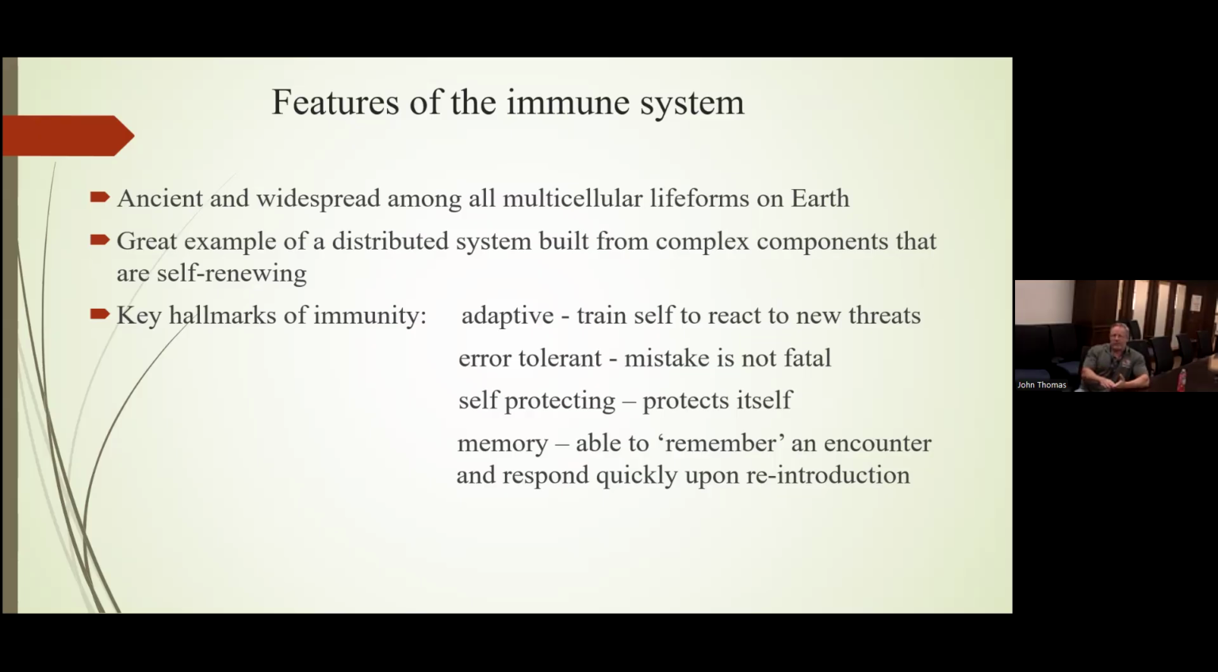One of the hallmarks of the immune system is that it's very adaptive. It's able to train the immune system, the body, to respond to new threats. It's error tolerant. This means that if the immune system makes a mistake, 99.9% of the time, the mistake is not going to be a fatal mistake to the organism. So there's some flexibility built into the system. The immune system is able to engage in what's called self-protecting. It can protect itself from pathogens, from foreign invaders that might try to circumvent or eliminate parts of the immune system in order to be able to establish infection.